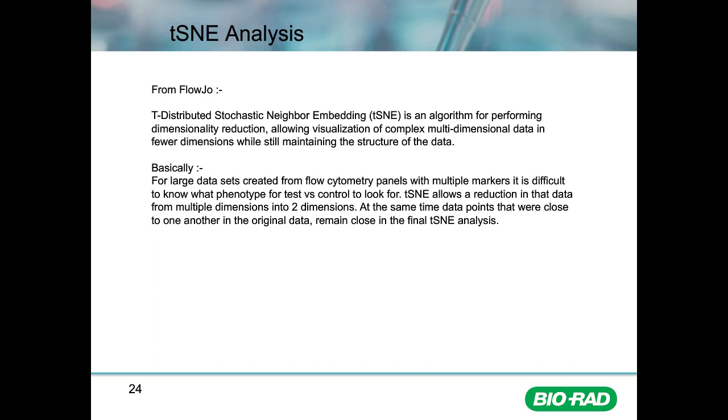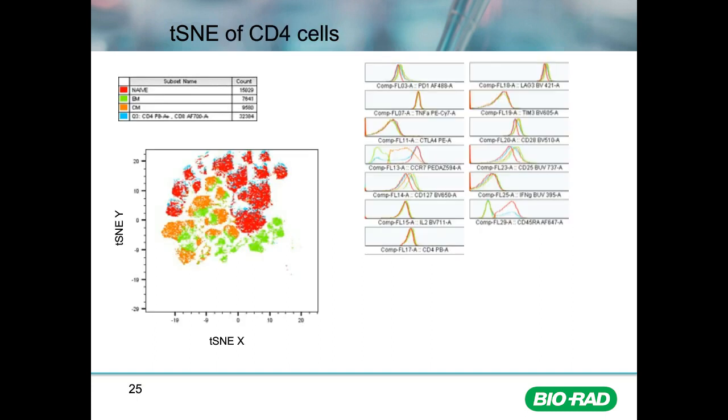In these plots, high parameter data is reduced into 2 dimensions. Each dot represents a single cell, and cells or events that are close together on a T-SNE plot are similar to one another across dimensional space.